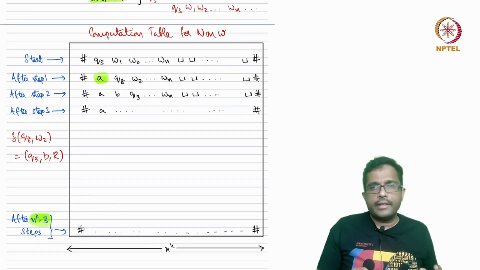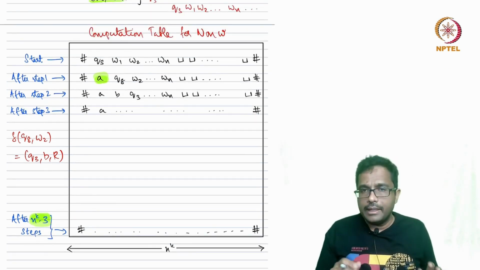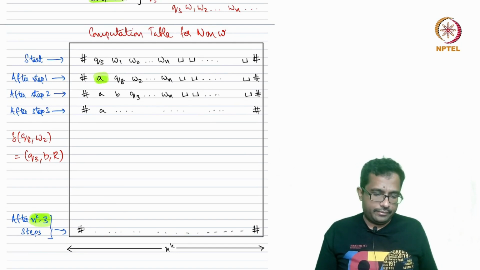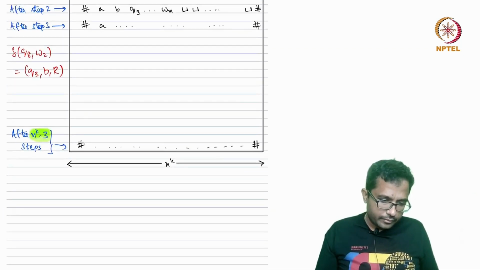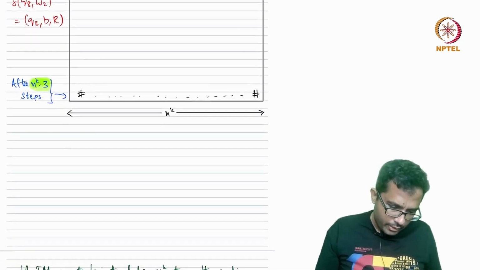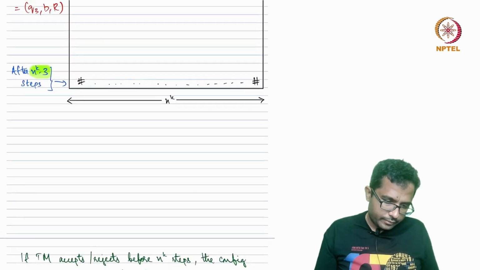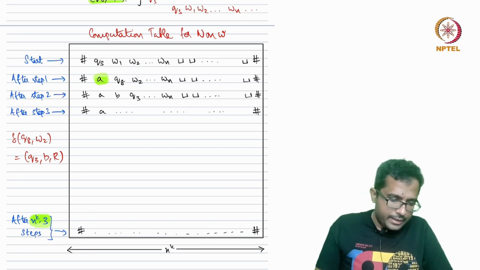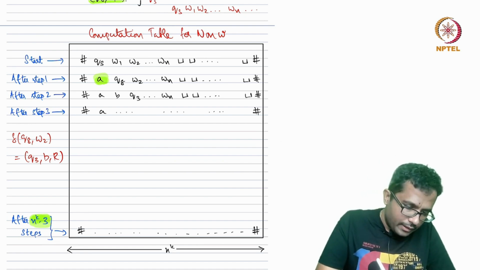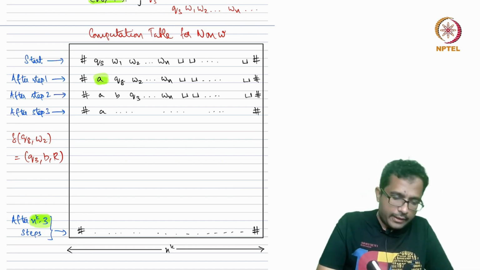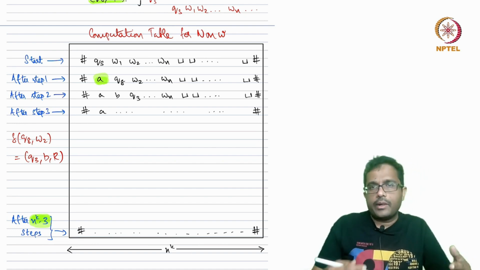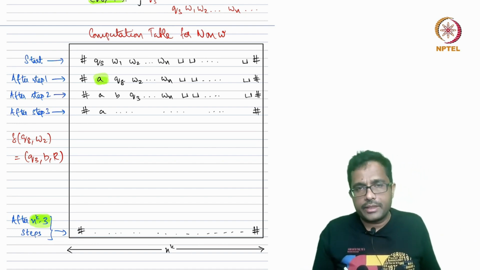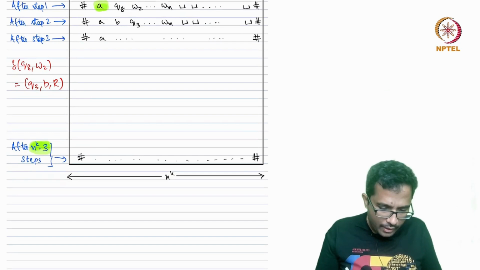And this is what we are going to use in order to build the reduction, right? So this is the computation table. It has n^k rows and n^k columns, and basically the first row indicates the starting configuration, the second row indicates after one step, the third row indicates after two steps, and so on, right?